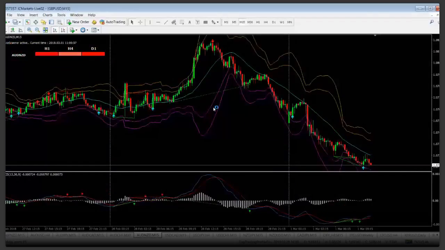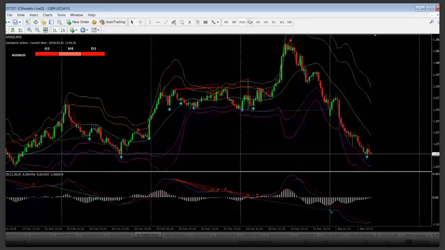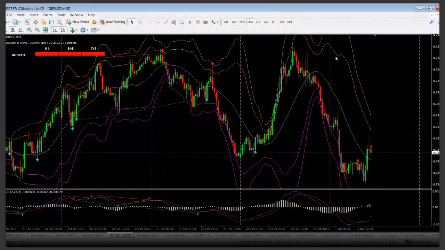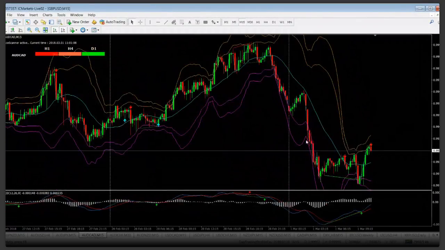Aussie Kiwi. So I have to wait 30 minutes for this candle to close for a legitimate signal, and 15 minutes for this one on the Aussie CAD.